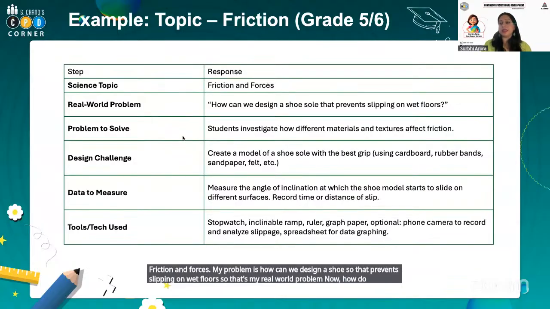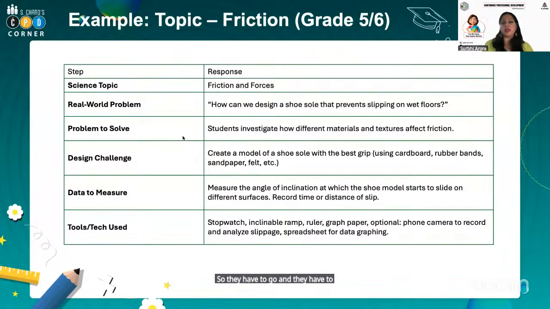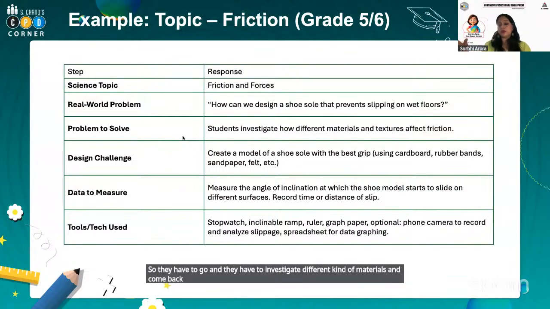My students will investigate and they will do some research, different materials and different textures. So there's a problem that I've given them. Now, this is a very basic activity that you can give them in the classroom, that how can you actually design it? So they have to go and investigate different kinds of materials and come back and write about those materials. So you're covering your materials chapter also, you're covering your friction chapter also altogether.